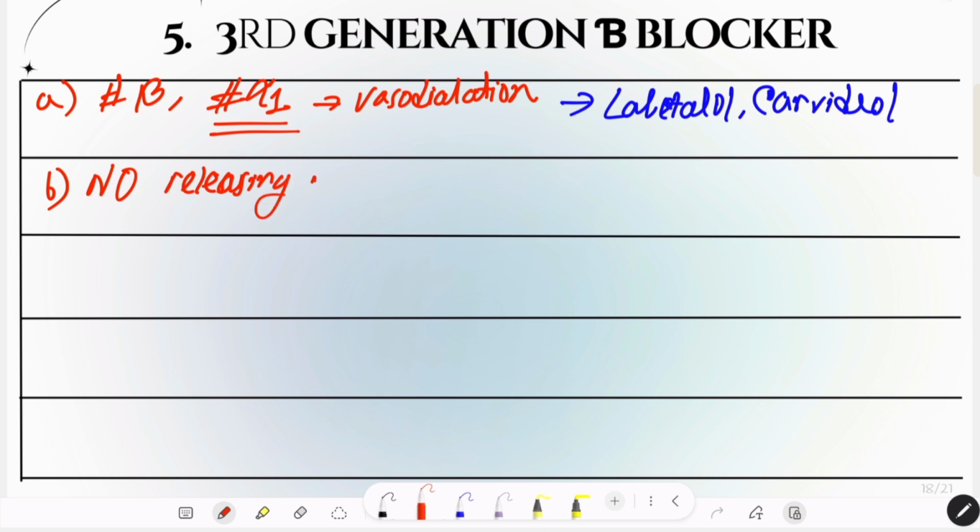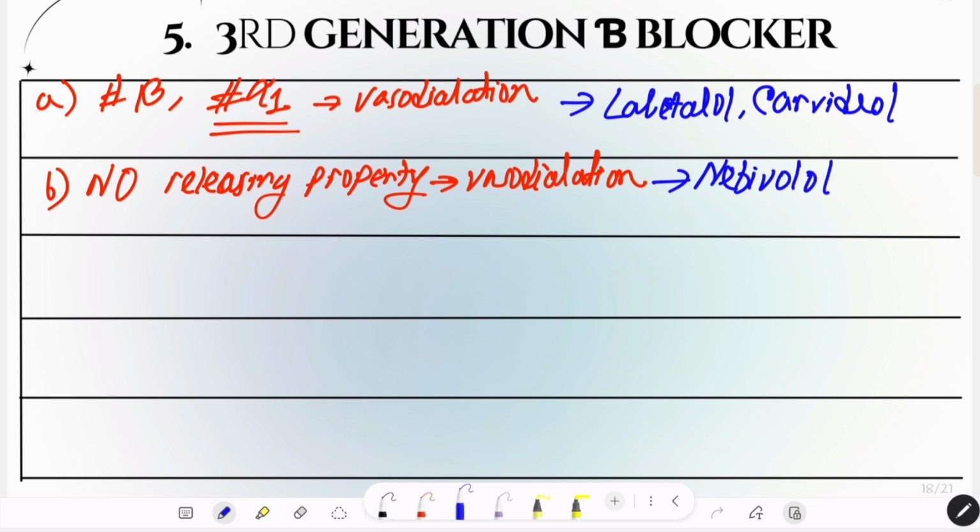Second group of drug in third generation beta blocker has nitric oxide releasing property. And we know that nitric oxide causes vasodilation. So in addition to blocking beta receptor, it also releases nitric oxide that leads to vasodilation, and the drug in this group is nebivolol. The third group of drug here blocks the beta receptor as well as it has calcium channel blocking property.